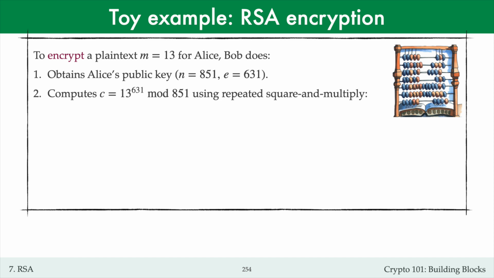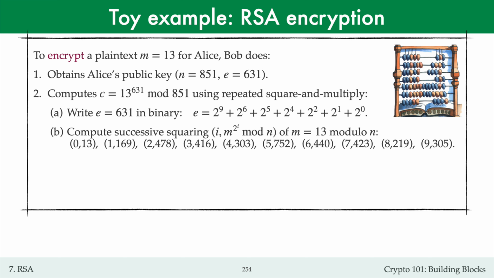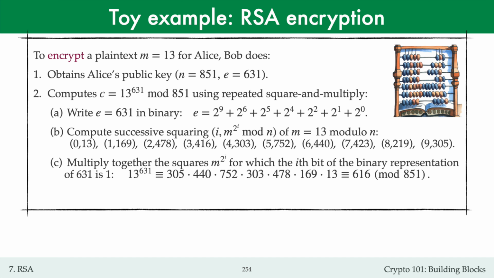He then computes the ciphertext C by raising 13 to the power 631 modulo 851. To do this, he first writes e in binary as a sum of distinct powers of 2. Then he computes successive squarings of 13, from 13 squared up to 13 to the power 2^9. He then multiplies the appropriate squares of 13 together modulo n to get the ciphertext 616. Bob sends C to Alice.